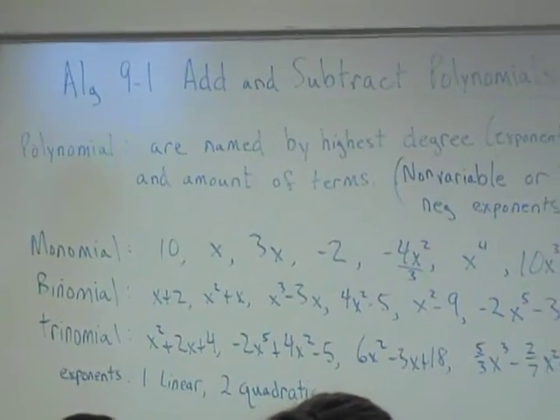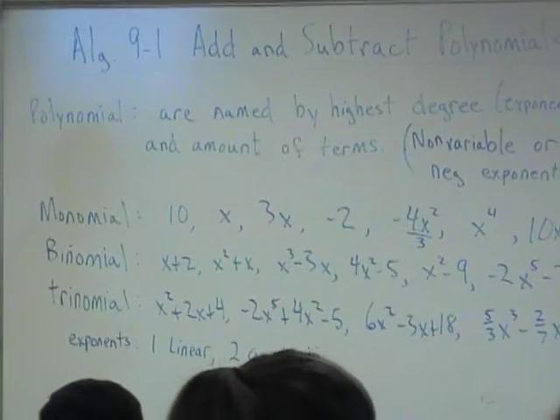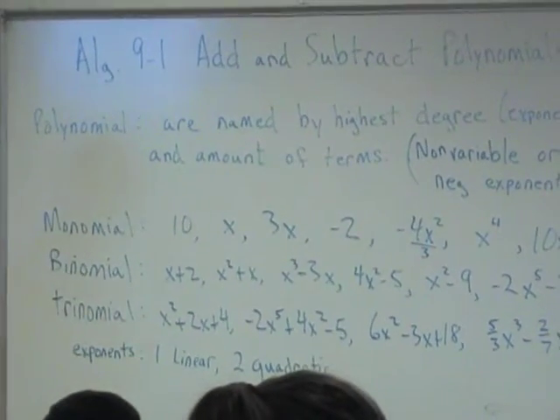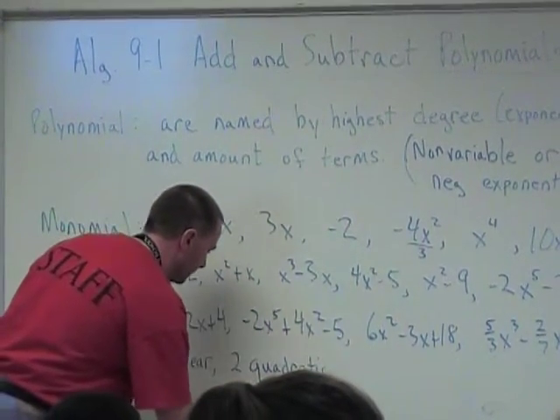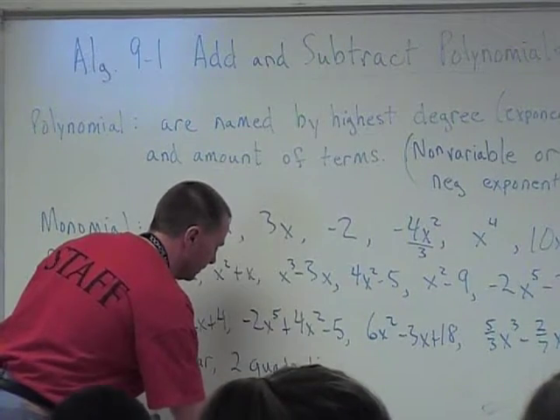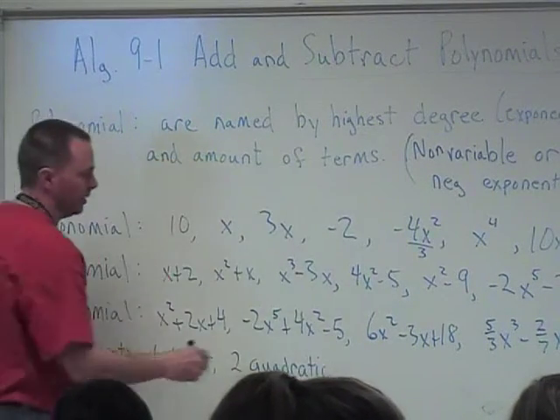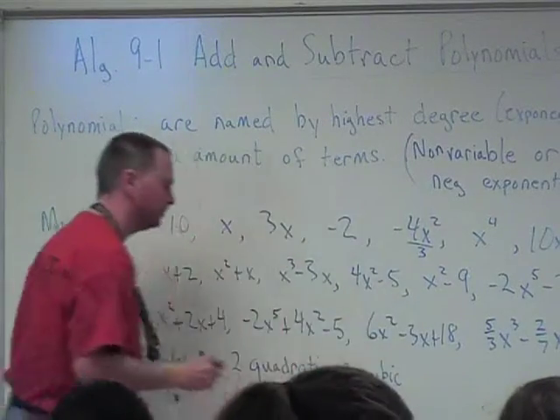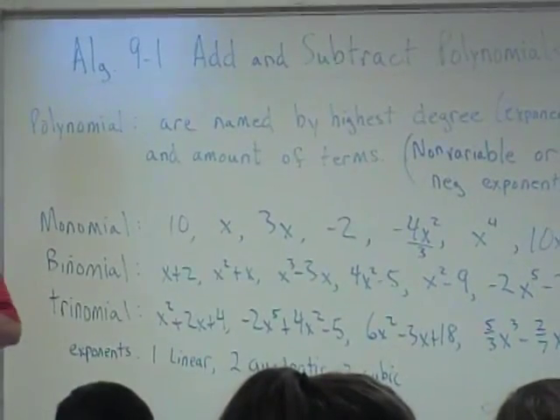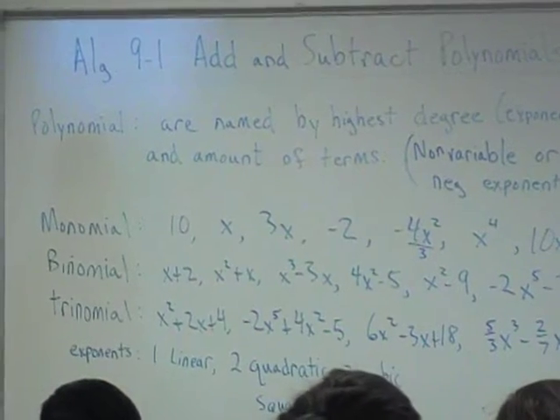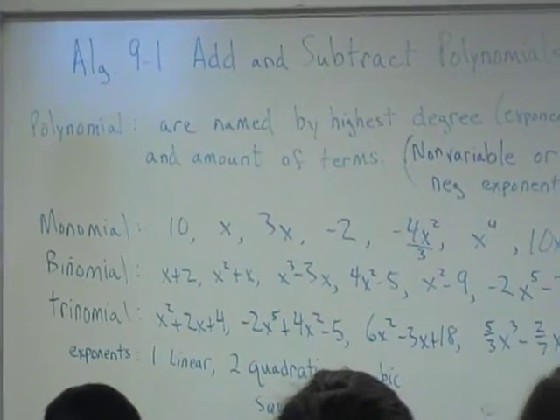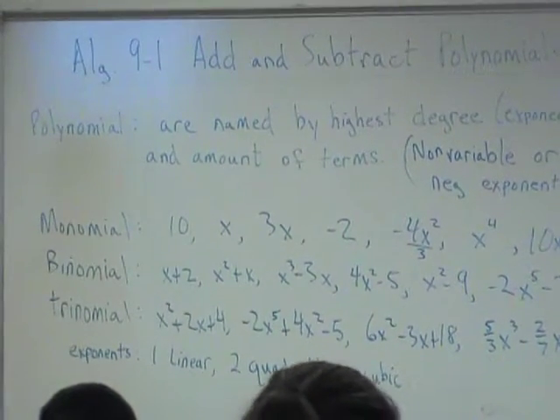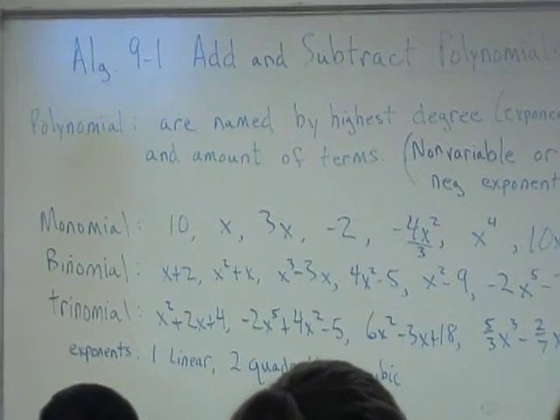An exponent of 2 you can also call a square, because you'll see that. I'll probably use it. An exponent of 3 is a cubic. And after that, we typically just say 4th degree, 5th degree, 6th degree, 7th degree, 8th degree. Technically, you could say it with these.